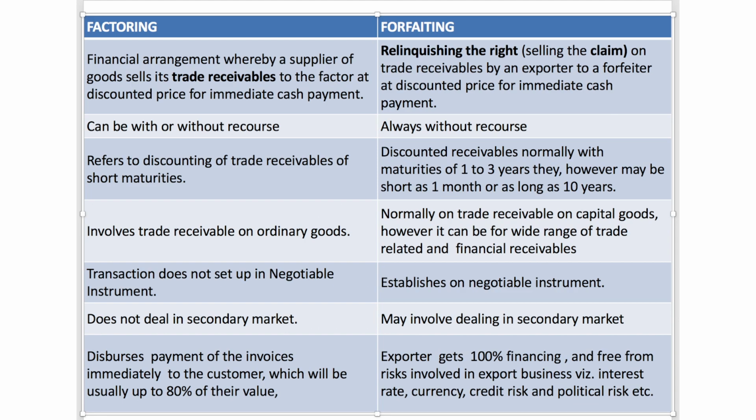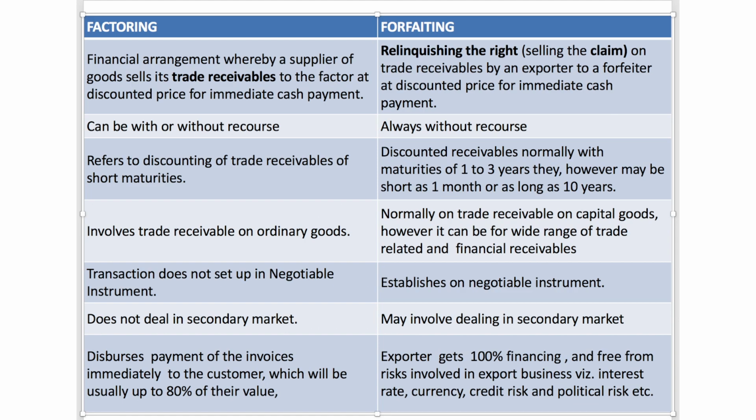Factoring refers to discounting of trade receivables of short-term maturities, whereas forfeiting is mostly of long-term maturities. Normally maturities fall between 1 to 3 years, or they may even be as short as 1 month, but normally 3 years, 4 years, or up to 10 years; the longer the period, people prefer to go for forfeiting. Factoring involves trade receivables on ordinary goods, whereas forfeiting normally involves trade receivables on capital goods.